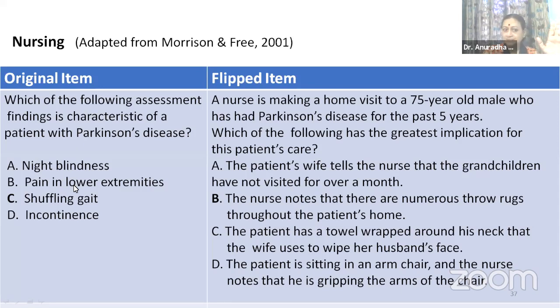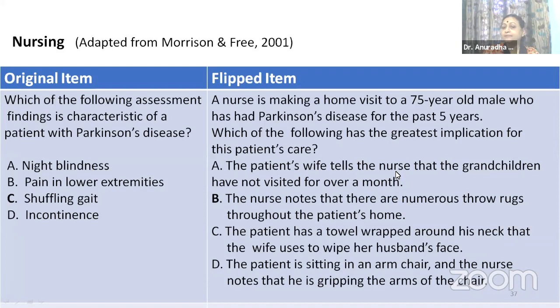This is a much easier question. Of course, he has to know the symptoms of Parkinson's disease, but beyond that, once he knows, it is probably at the knowledge or comprehension level. But here's a question where the same thing has been changed into an application kind of question. A nurse is making a home visit to a 75-year-old male who has had Parkinson's disease for the past 5 years. Which of the following has the greatest implication for this patient's care?